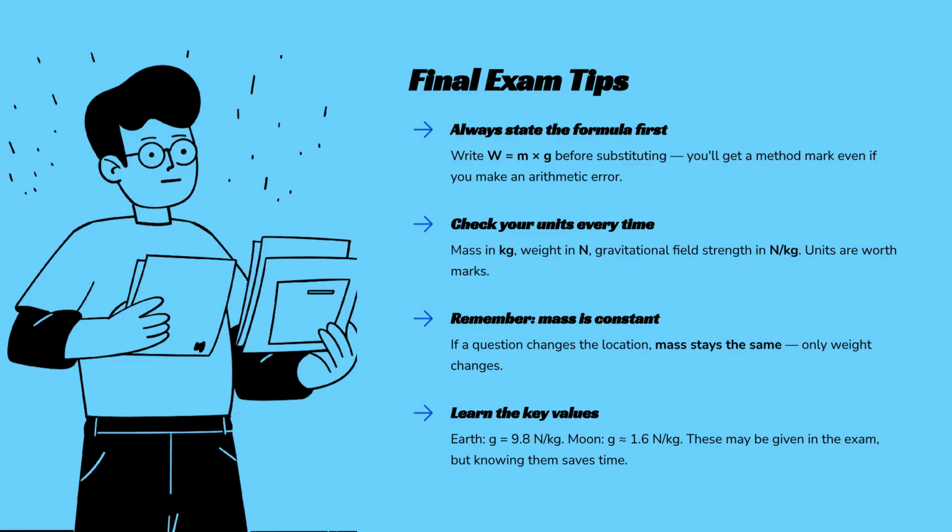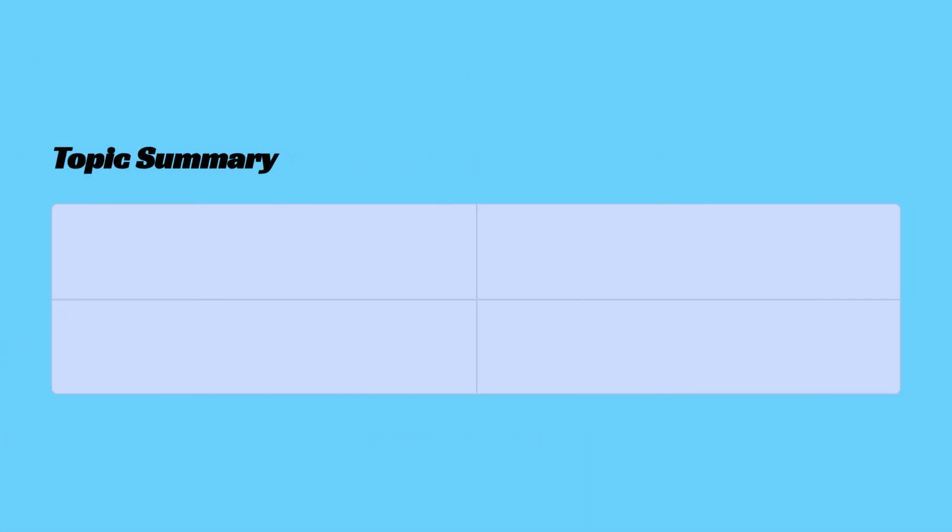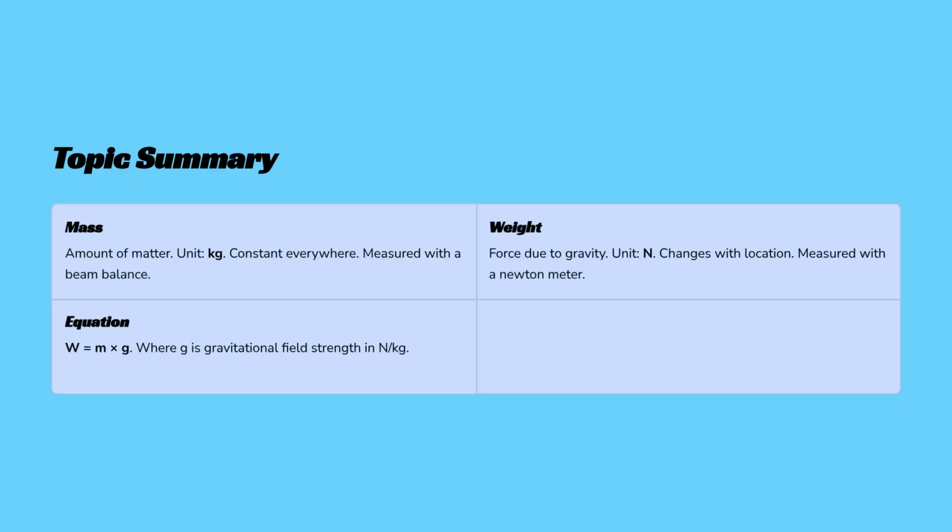Follow these final tips for your exam. Always write the formula first, check your units every time, remember that mass is constant, and memorize common values for Earth and Moon gravity. This summary table highlights the differences between mass and weight, the core equation, and the variation in gravitational strength between the Earth and the Moon.